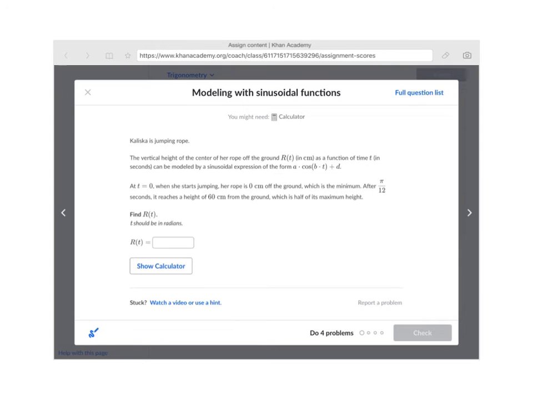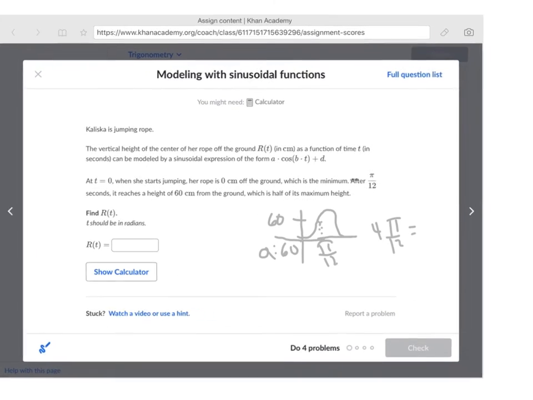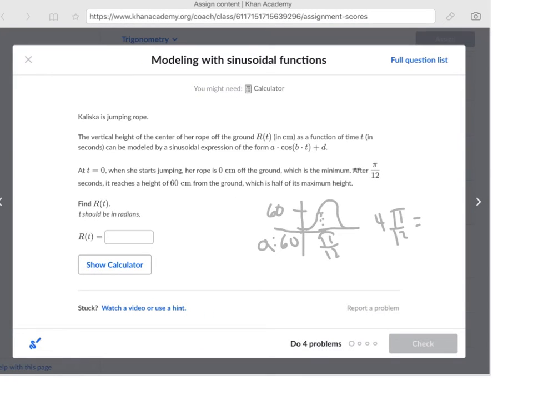Now our B, we know that pi over 12 is this time from here to here. Well, that's 1/4 of a period. So the period, if we just multiply that by 4, we get pi over 3. So that's the period of the jump, or the rope going around and around.